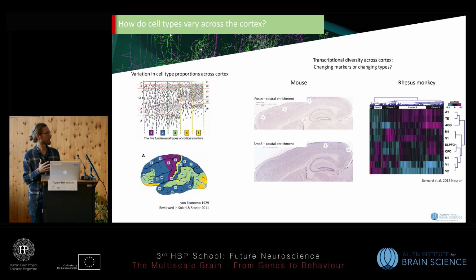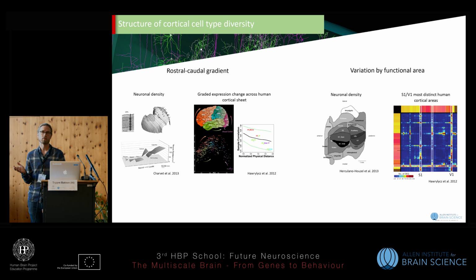Profiling with microarray data, bulk dissections of the monkey brain, we also know that this is true across many genes, not just a few select genes. But the question really remains, are these really the same cell types, but markers of those types are sort of shifting over the cortical sheet, or are there really unique types that are distinct to these different areas? And moreover, how might these types be shifting across the cortex?